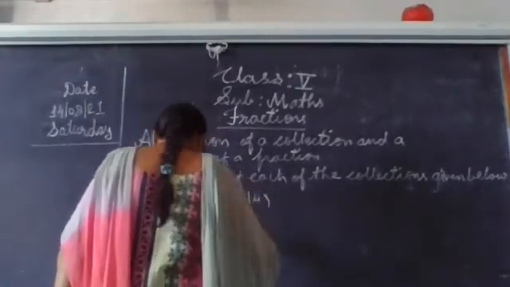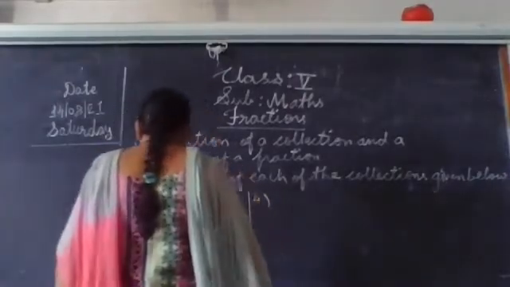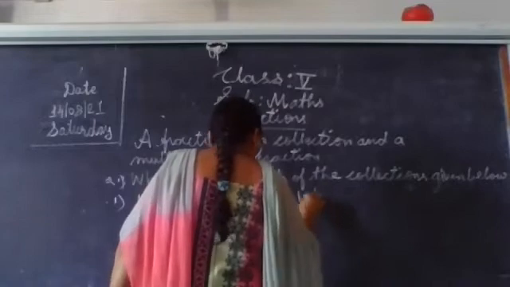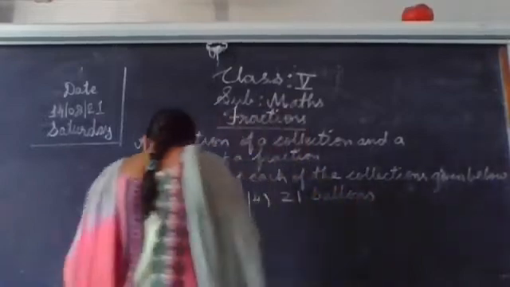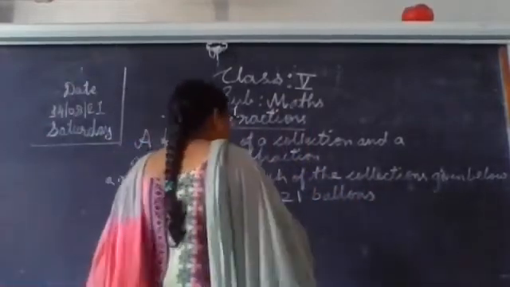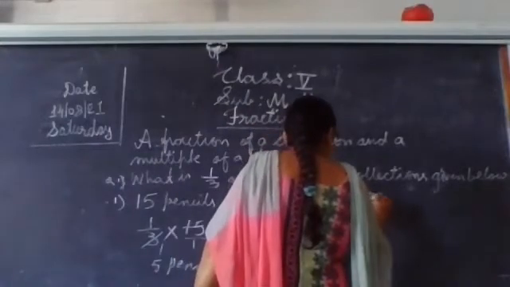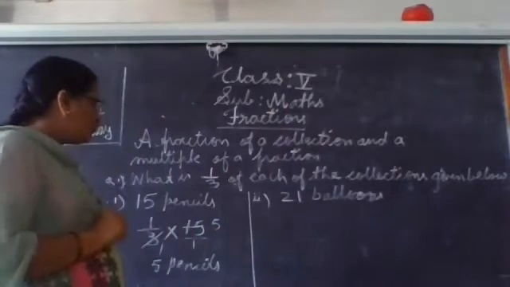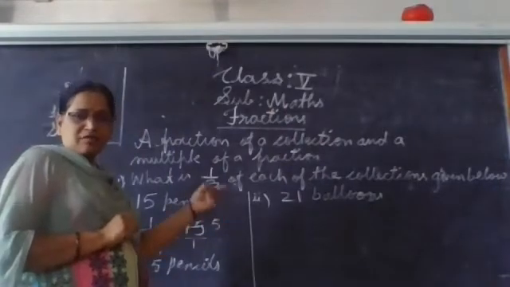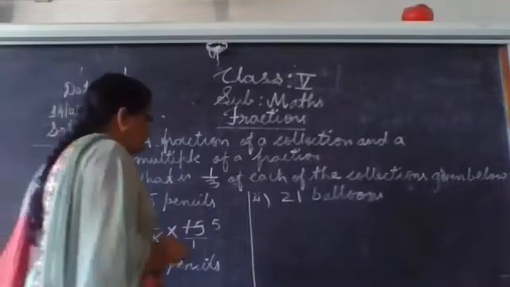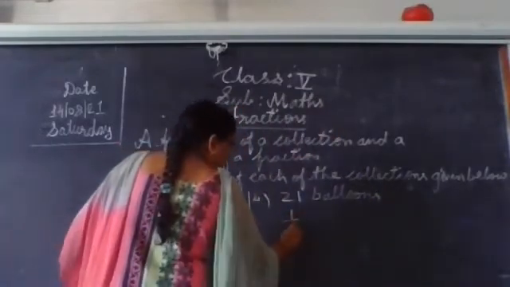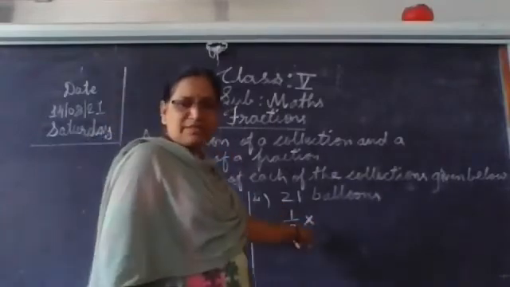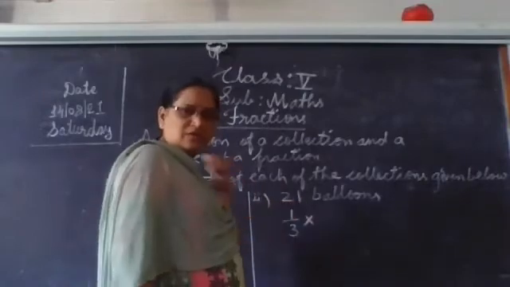Okay. Now question number C. 21 balloons. So you have to find the 1/3 of 21 balloons. So again we will write 1/3 of, which means multiplication, 21.